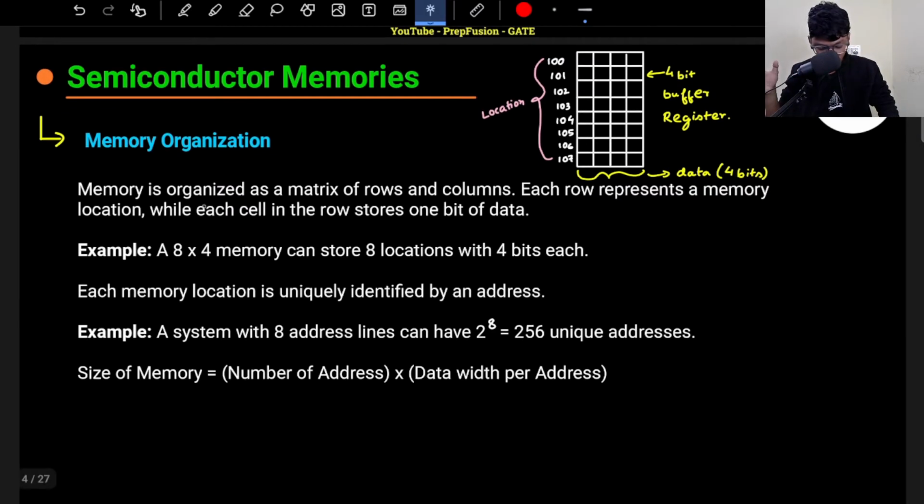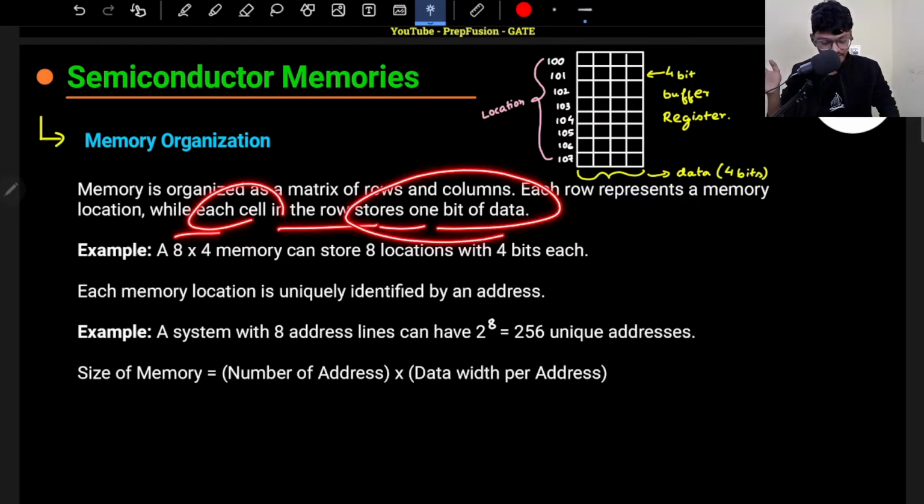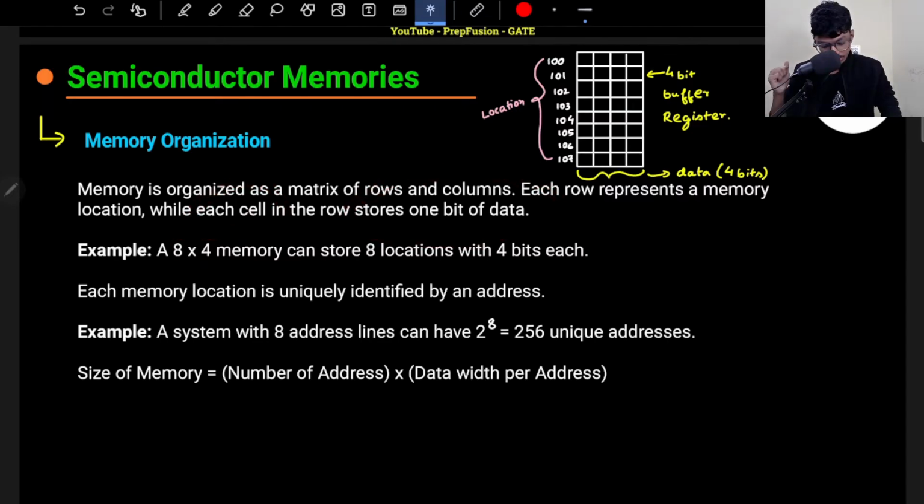So memory is organized in the form of a matrix of rows and columns. Each row represents a memory location, while each cell in this row stores 1 bit of data. Like an array, memory is stored like an array of data. So each row stores a particular set of data, and this is one unit of data together.